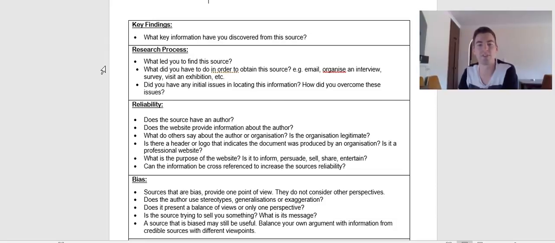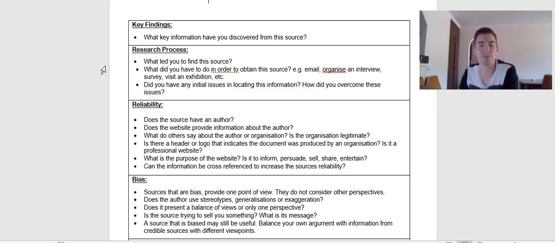So 3 questions to really think about. Firstly, what led you to find this source? If it was an internet search, I want to know what you searched. I want you to be that specific. What did you have to do in order to obtain this source? The second question. So if you went out and emailed, or went and got an interview with somebody, or you wrote your survey, I want to know that too.